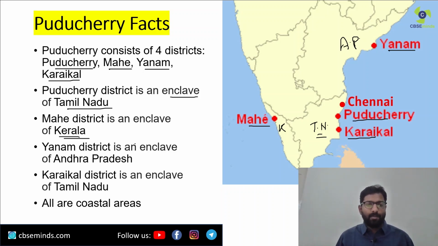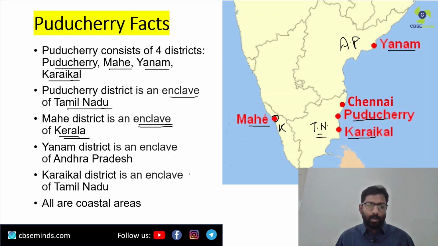Now you have heard a new word over here, enclave. What does enclave mean? Enclave simply means an area which is surrounded totally by a different state. We call that area an enclave. In all these 4 cases, the places are completely surrounded: Mahe is completely surrounded by the state of Kerala, Karaikal and Puducherry by the state of Tamil Nadu, and Yanam by the state of Andhra Pradesh. That is why they are referred to as enclaves.